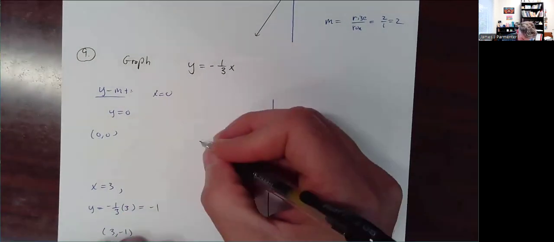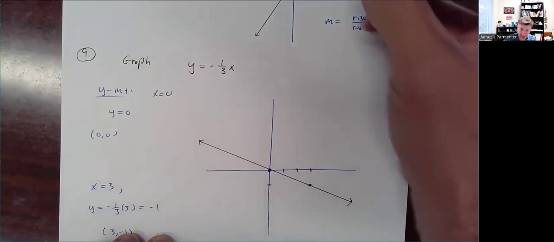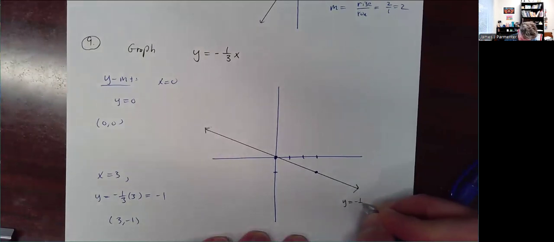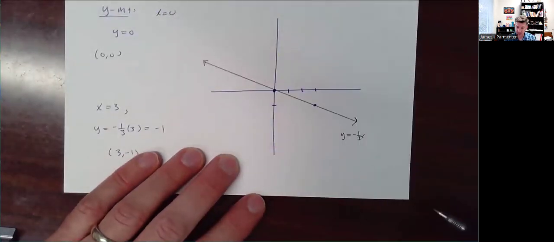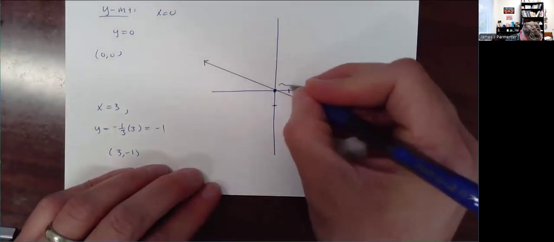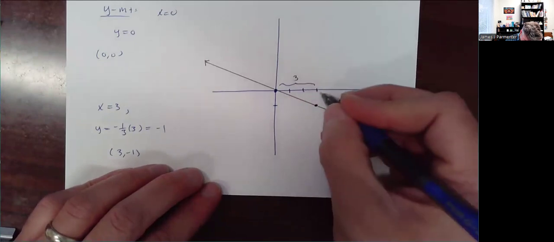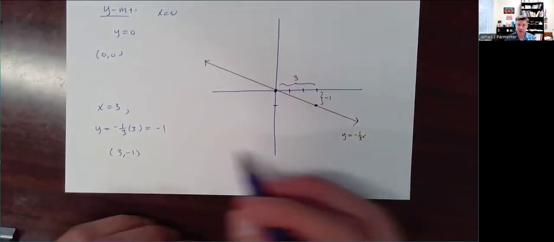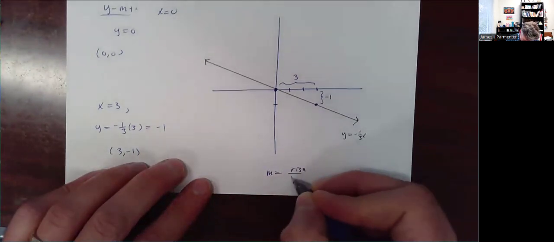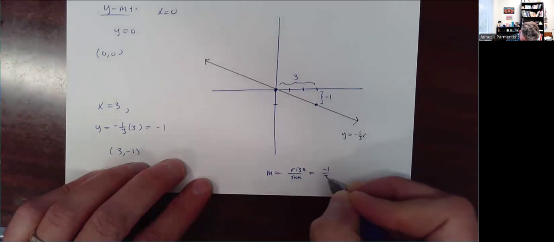There's my line. We do draw little arrows at the end of the line to indicate that it keeps on going. This is the line y equals negative 1/3 x. I will point out that when a line goes up from left to right, the slope is positive. And when a line goes down from left to right, the slope is negative. And also point out again here, my run is 3, my rise is negative 1. I've gone over 3 and down 1. So my slope is my rise over my run, which is -1 over 3, which is -1/3.